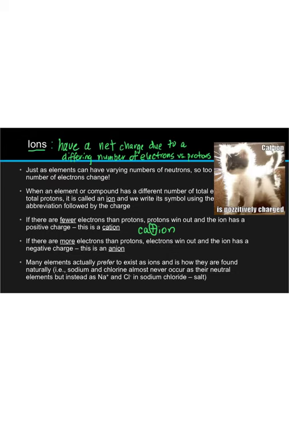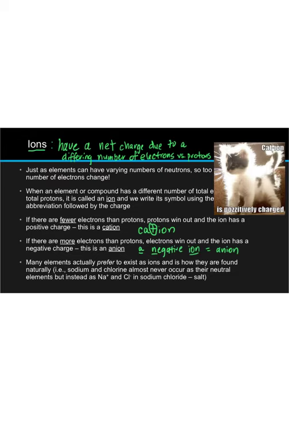Alternatively, if an atom gains electrons, it now has more total electrons, which are negatively charged, compared to protons, which are positively charged. So the ion has a net negative charge. We call any ion with a negative charge an anion, a negative ion.